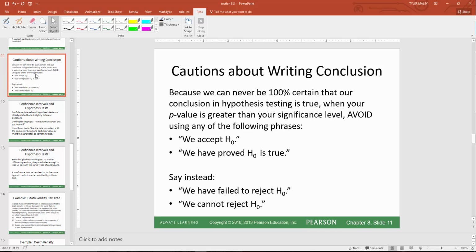So instead, we should say phrases like, we fail to reject the null hypothesis, or we cannot reject the null hypothesis, or the statistical evidence suggests the null hypothesis to be true. Or the statistical evidence suggests that the alternative hypothesis is true. So you can also say something of that nature. We can't say it's proved, but we can say the statistical evidence suggests that this is the case. This is the scenario.